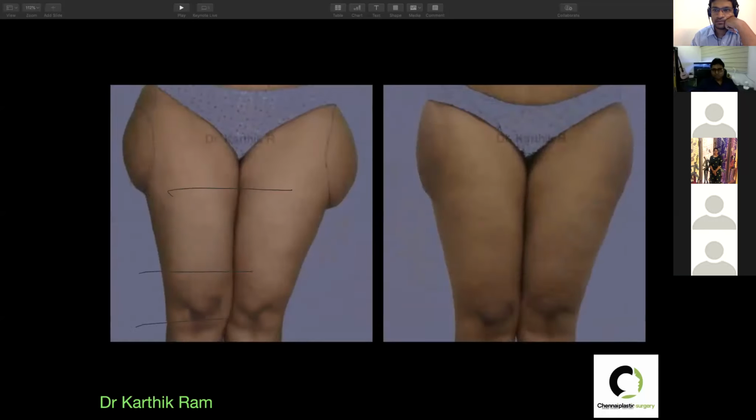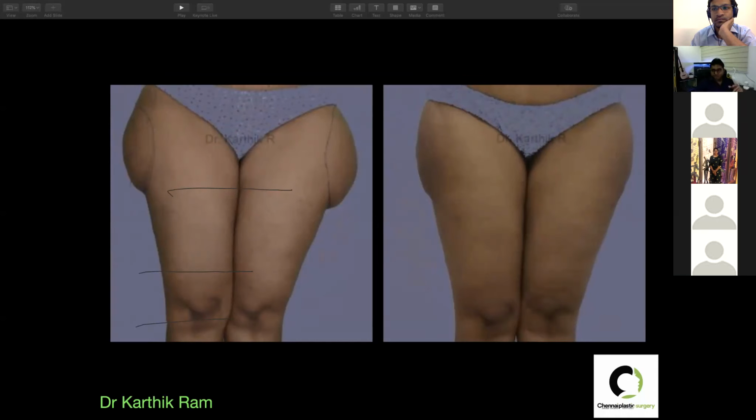So this is how you get the results. This kind of patient, these are all the ideal patients to operate in the initial days, because you can even use a syringe liposuction to do small areas like this. You can do it under local anesthesia. Even if they're not happy, you can bring them back and do a milder touch-up liposuction again.